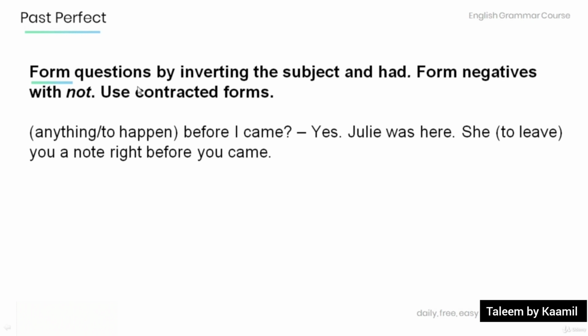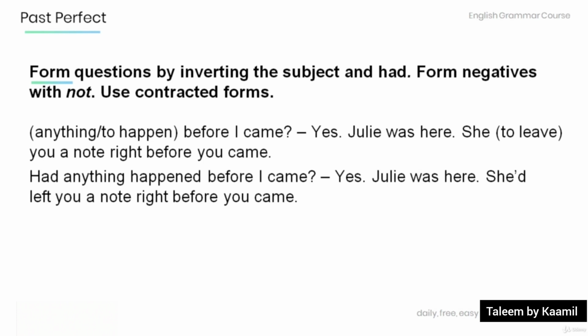Remember to form questions by inverting the subject and had, and to form negatives with not. Now read the following sentences and provide the past perfect form of the words in the bracket. And make sure to use contracted forms. Anything to happen before I came? Yes, Julie was here. She to leave you a note right before you came. Had anything happened before I came? Yes, Julie was here. She'd left you a note right before you came.